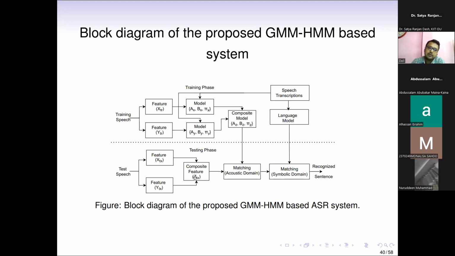Now this is Fisher XTR YTR, same modeling: AX, BX, pi X, AY, BY, pi Y, and the composite model is also built in the same way. The composite Fisher set is doing it, and finally we have the recognized sentence using the multiple information. Here is only one difference.